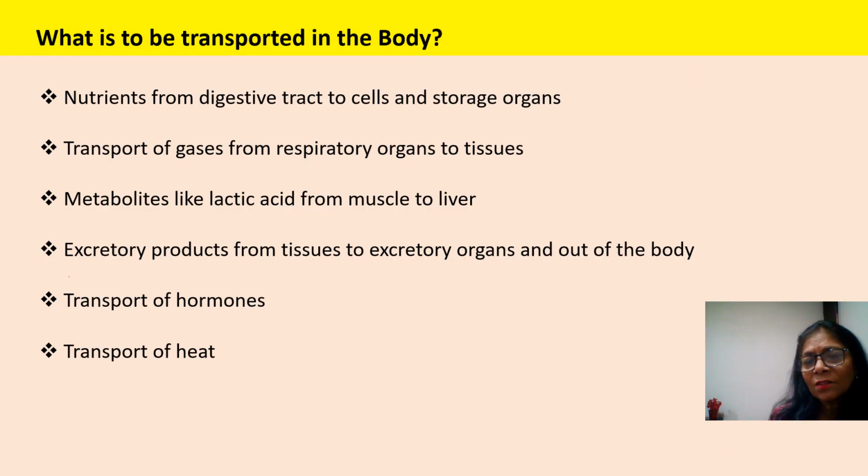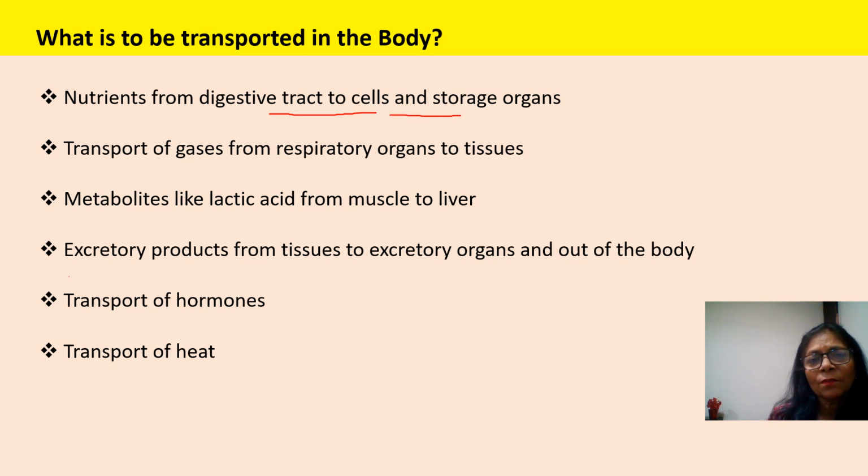Students, before studying the transport system or the circulatory system in organisms, let us see what are the things that need to be transported. In my video of chapter 6 part 1, in nutrition we have seen that the digested food from the small intestine is absorbed by the villi and it is sent to every cell of the body. So it needs a transport system.